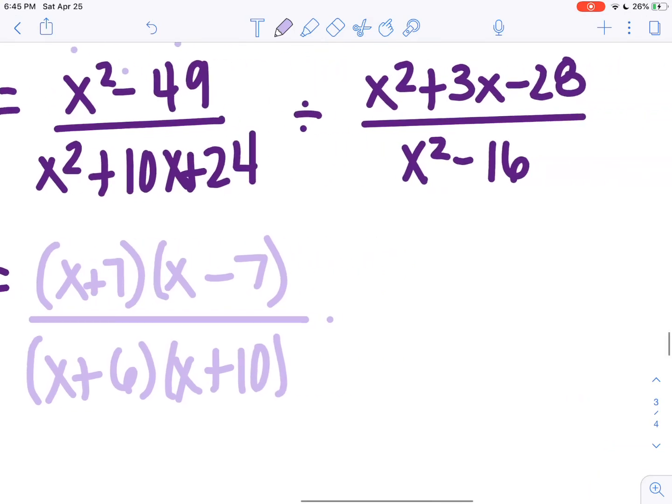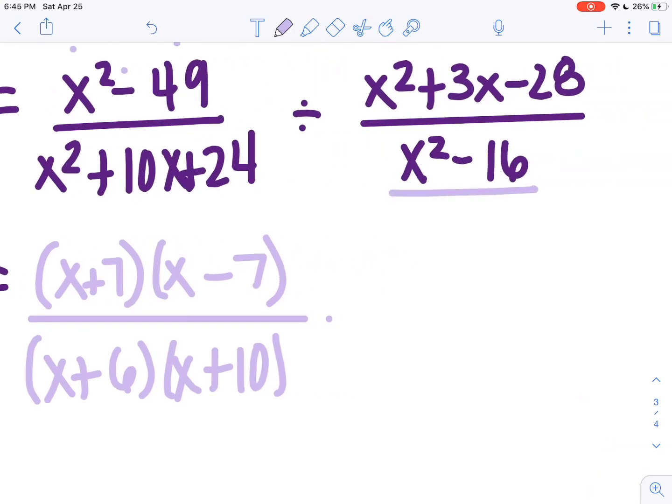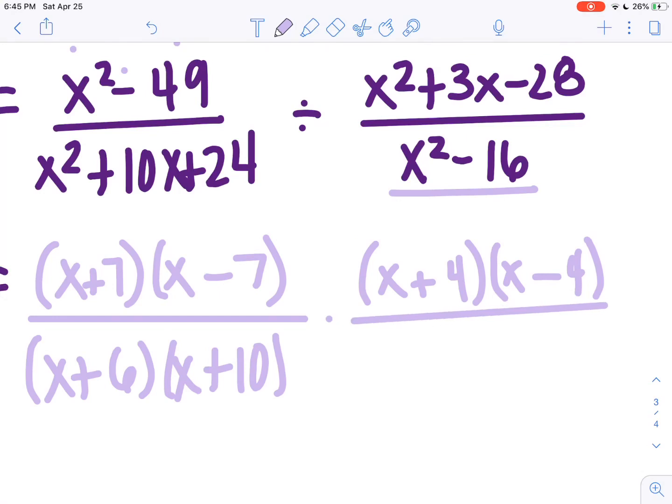Then I'm going to change this to multiplication, and I know this is going to go into the numerator, another difference of two squares. Okay, so the square root of x squared is x, the square root of 16 is 4, one plus, one minus, all over. Now I'm going to factor what was the numerator, now it's becoming the denominator. So x plus 7, x minus 4.